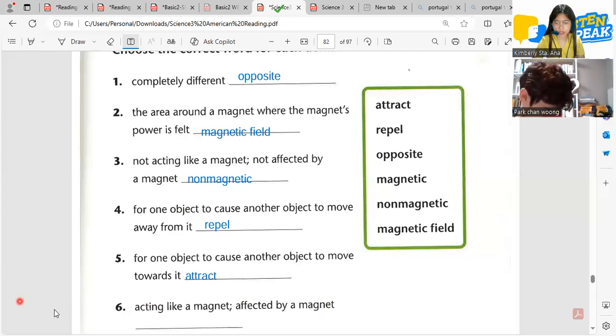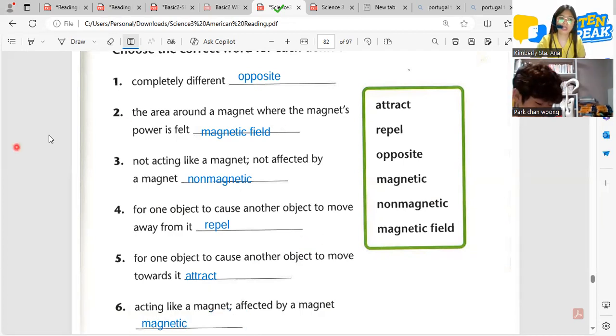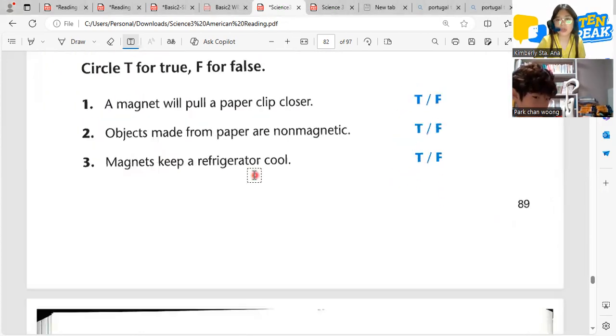How about number six? Acting like a magnet, magnetic. Magnetic. There you go. See? You got all of the correct answers and you did it so quick. You are definitely ready for our next activity. It's the true or false quiz.